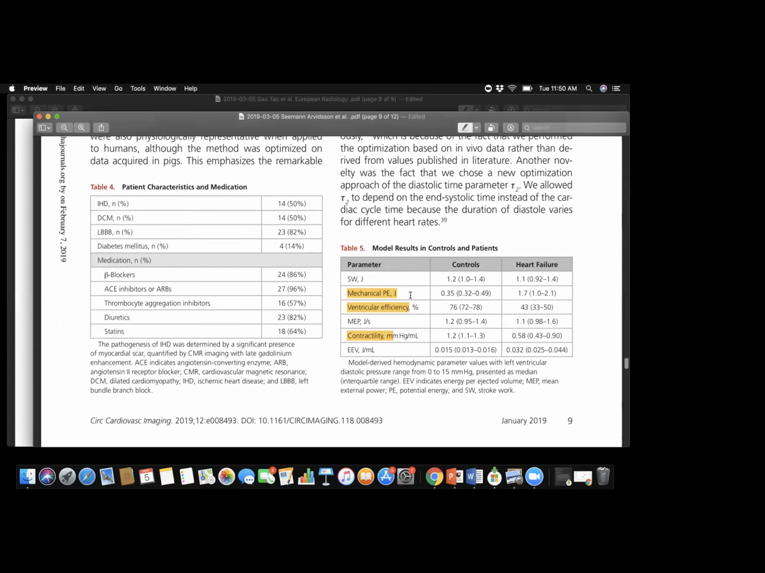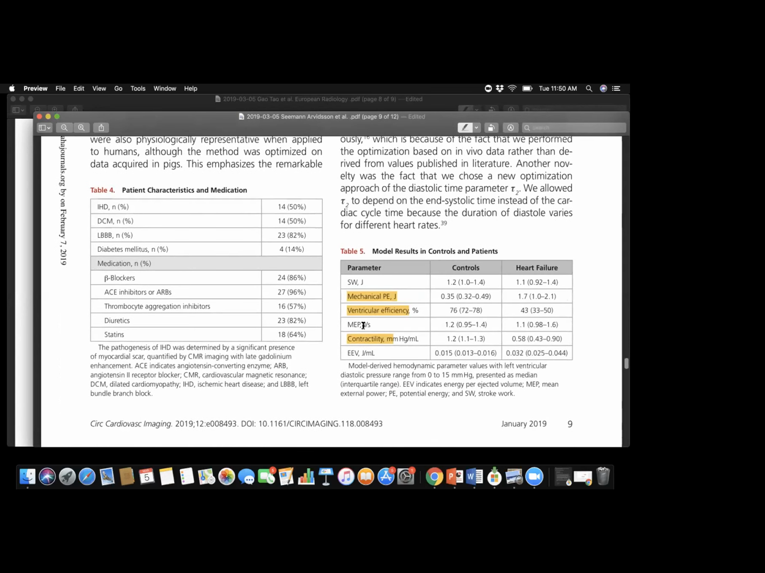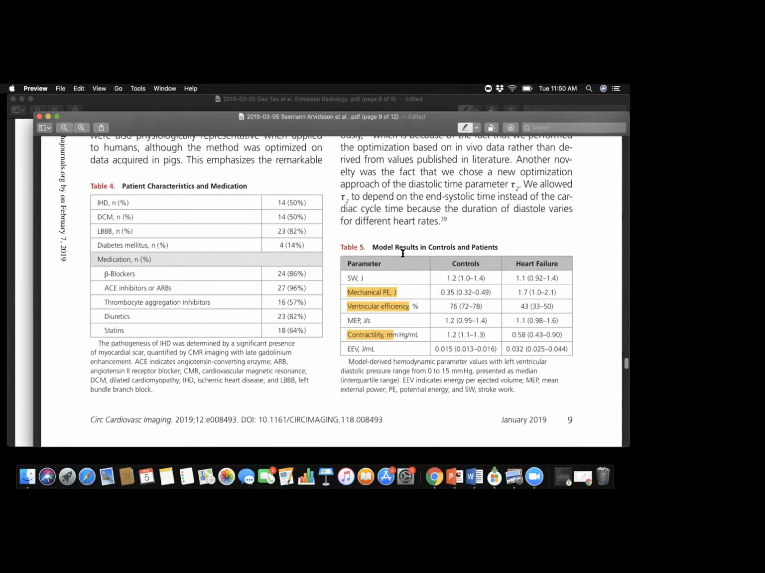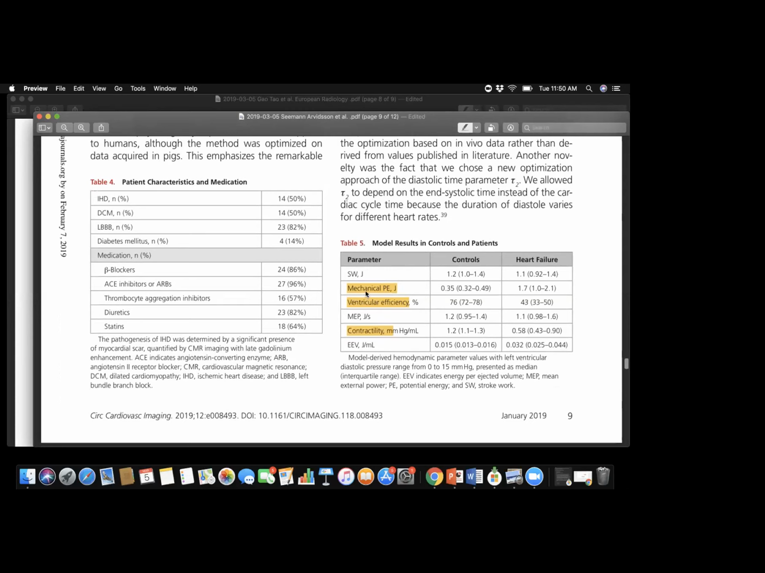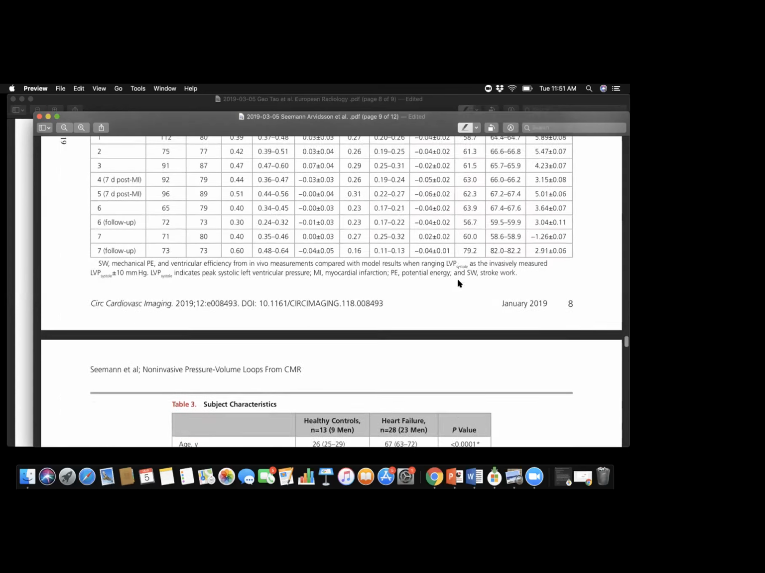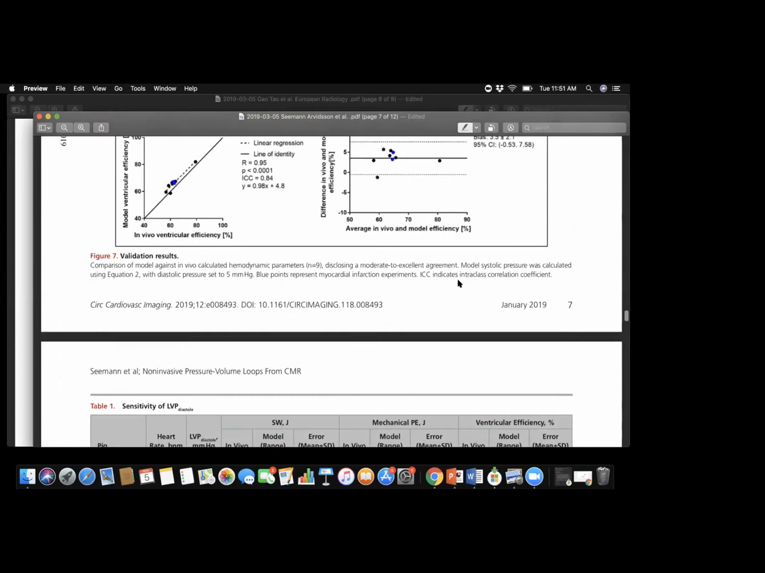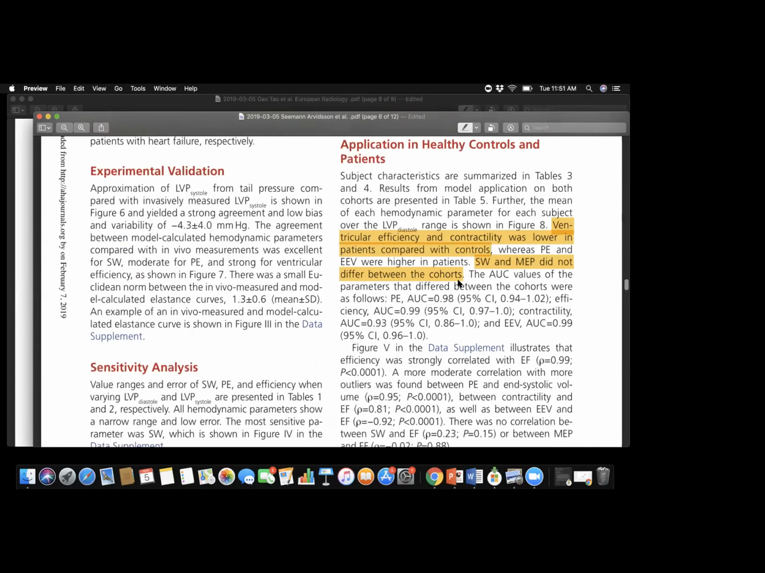In terms of table 4, again, the medications, this is what we are looking at, and this is the result in the control and patients. As you can see, the mechanical potential energy was higher in heart failure patients. The ventricular efficiency was lower, and the contractility obviously was significantly lower in these patients. For other parameters, there were no significant changes.